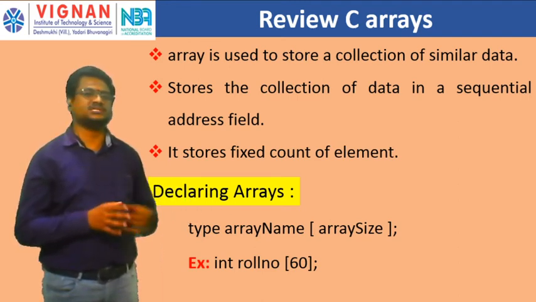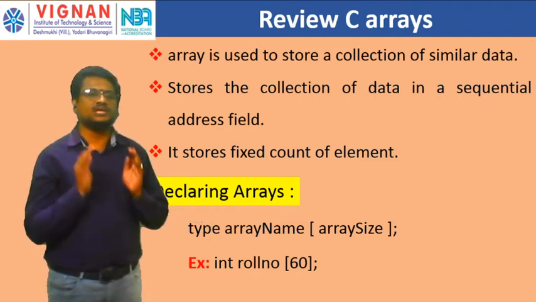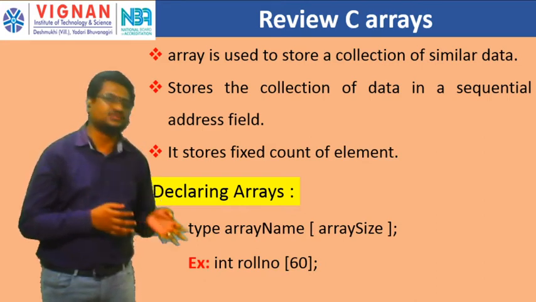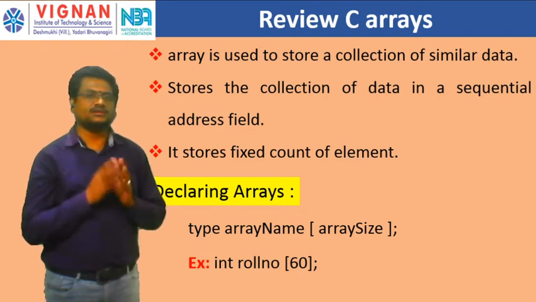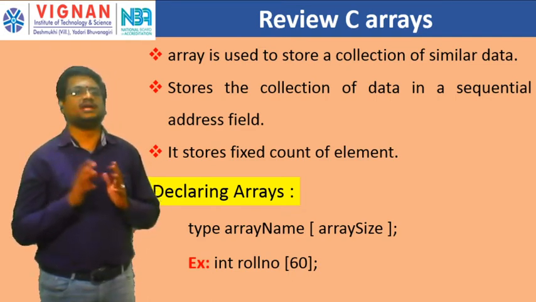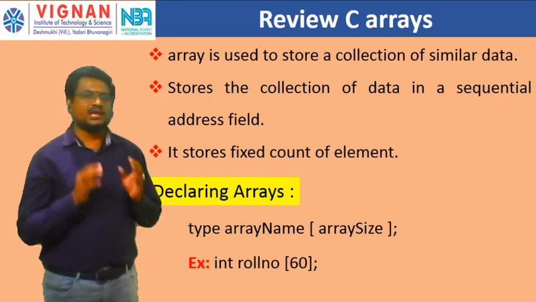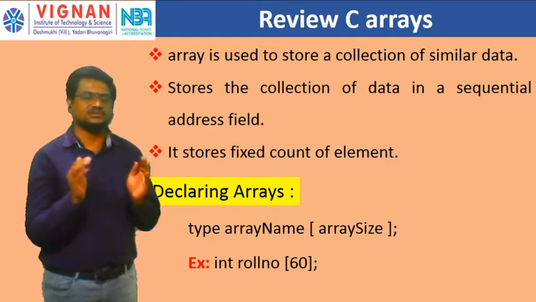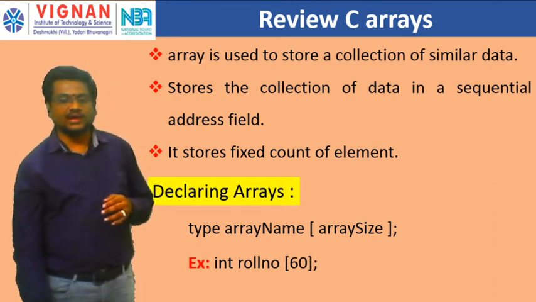So for those 60 members, if I use this array like this, I can only store 60 values. If anyone comes after 60, I cannot store. Remember this one, it is very, very important: the difference between array and linked list. In arrays, if I have declared an array with a certain size, it can store only that many elements. If it is a linked list, I can store more values.